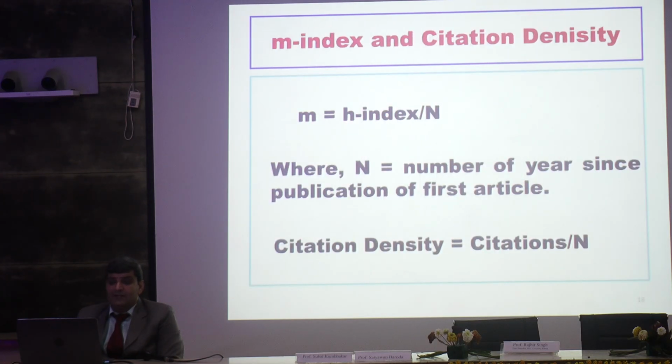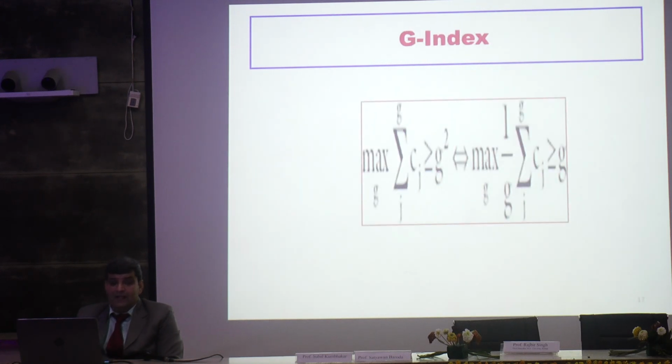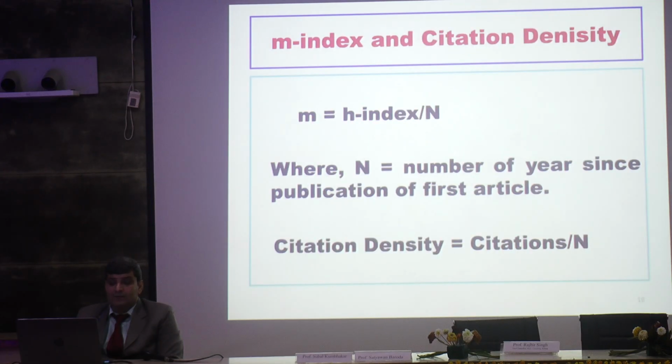M index is equal to H index divided by n. Previously we had G index and now we have M index. n is the number of years since publication of the first article. Citation takes time. If a book is published today, it will take time to become popular. So a book published 5 years ago may get more citations than a book published just 5 months ago. A book published this year may have fewer citations.